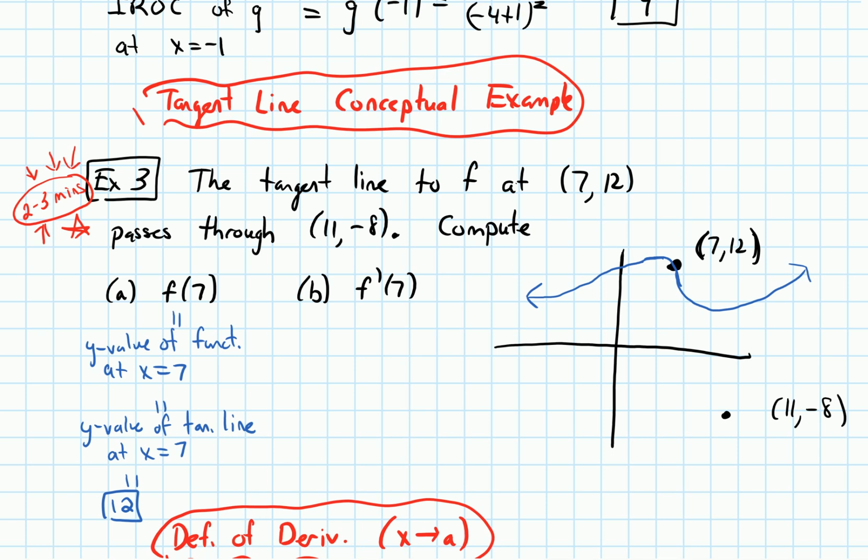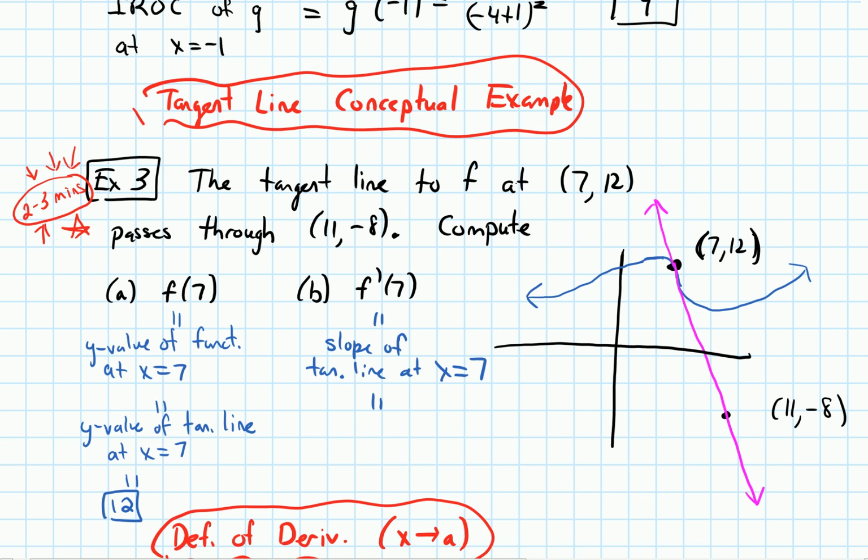What about the derivative? What's f prime of 7? Well, we know the derivative represents the slope of a tangent line. So this is the slope of the tangent line to the graph at x equals 7. Let's draw in that tangent line. The tangent line needs to pass through this point and go through (11, -8). I know my picture is not perfect, but let's say it does something like this.